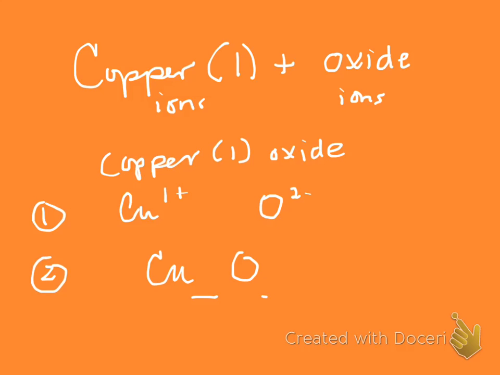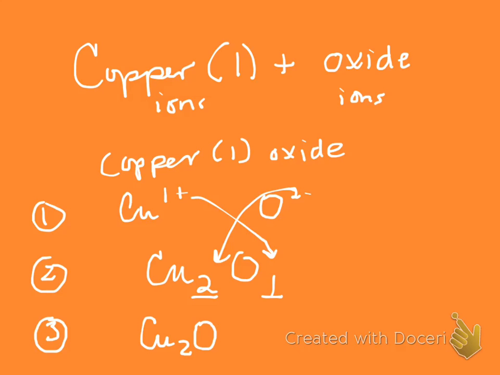Okay, so our second step, we make room for our crisscross. We're going to carry those down. We get a 2 and a 1. And then we look to see if we can simplify. Can we? Yeah, we can get rid of the 1. Cu2O is the formula for copper 1 oxide. Easy, right? Very simple.